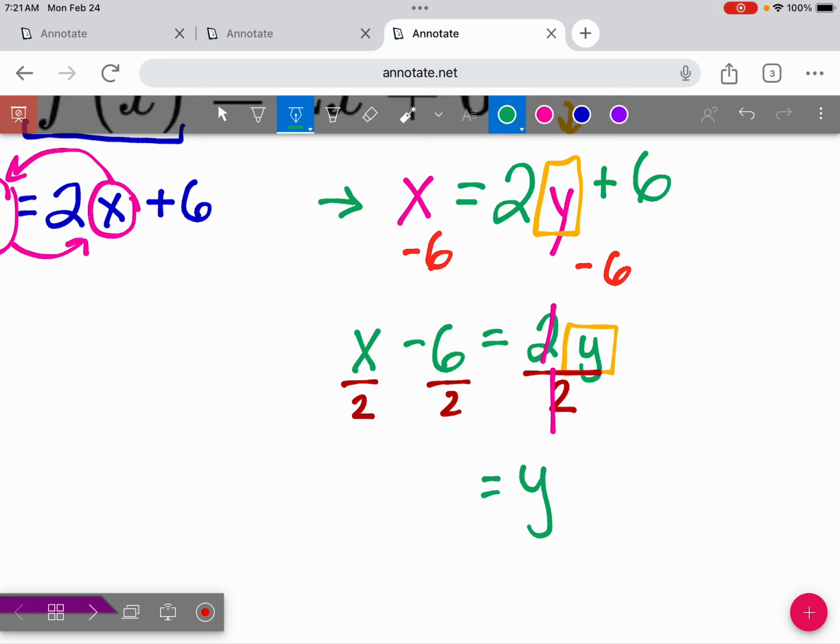We wanted a y equals. We can write this as x over 2, and you can leave it like that. You can put it as 1x over 2, or you can put it as 1/2 x. Either way, any of those options are fine. And then we also have our 6 over 2. 6 over 2 simplifies down to be what? 3.